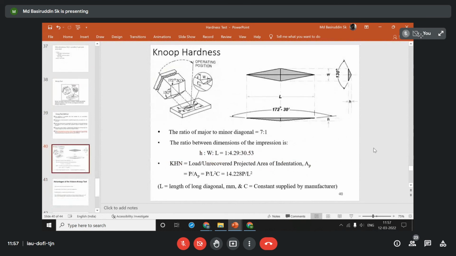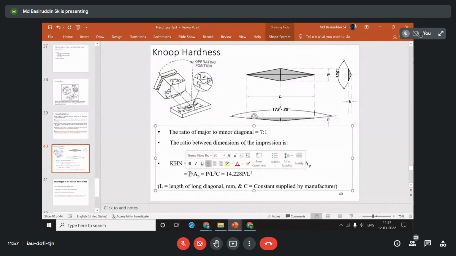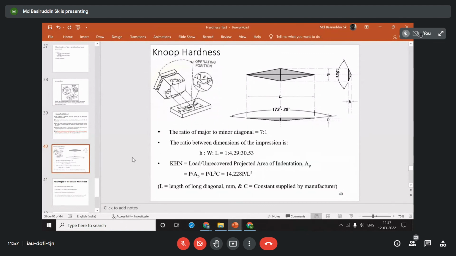Okay, in Knoop testing also we can measure the hardness by taking the surface area, and for that the thing is you need to take the unrecovered projected area. In Vickers test we need to measure the indentation surface area, but here, unlike the Vickers case, we need to take the projected surface area.